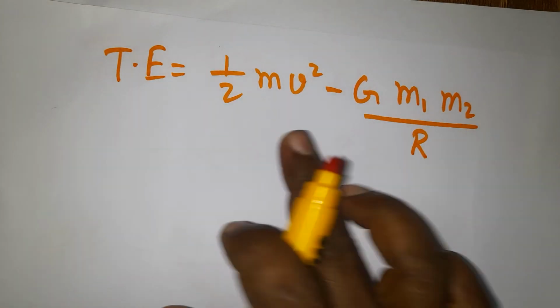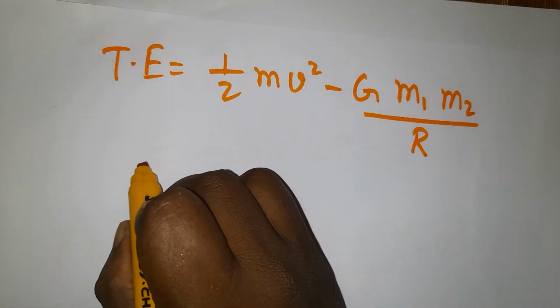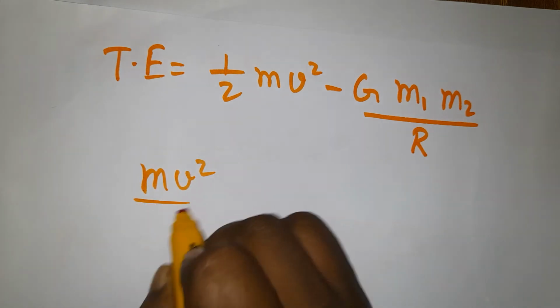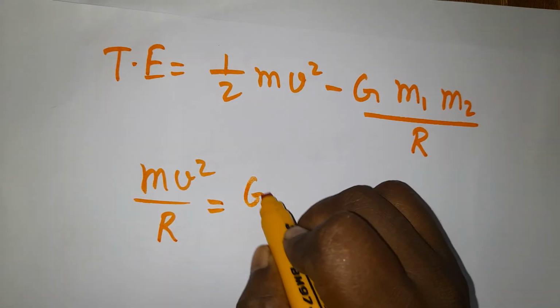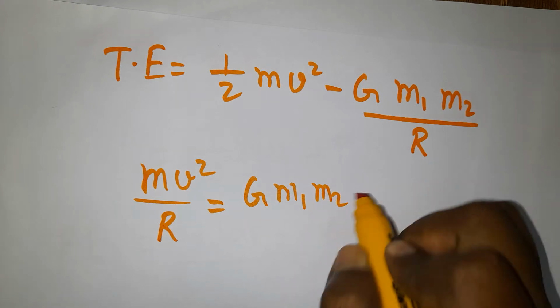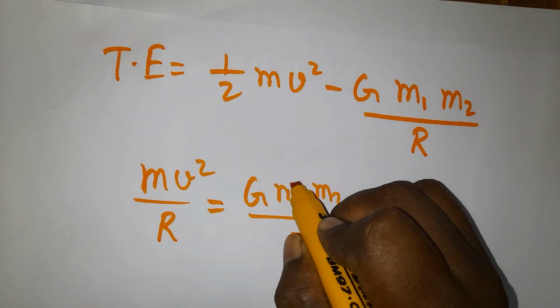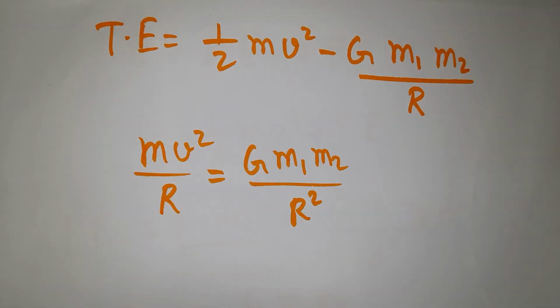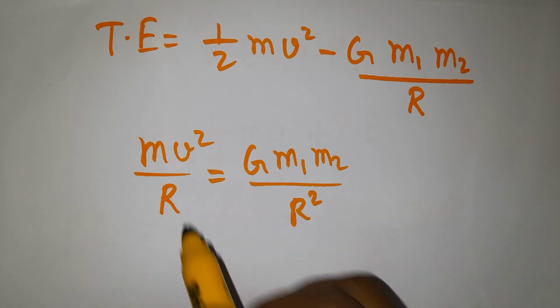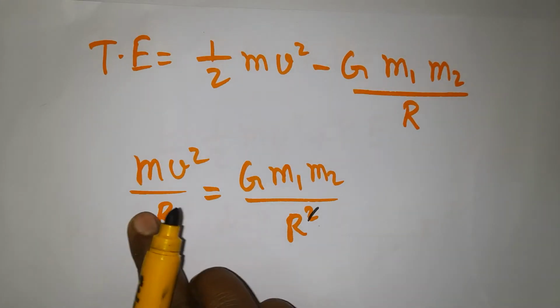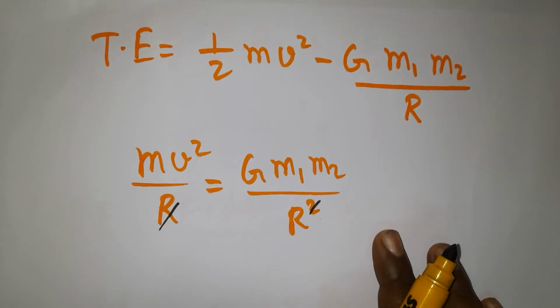Now what is mv square? We have to simplify this. Centripetal force is equal to gravitational force. mv square by r is equal to G m1 m2 divided by r square. So r will get cancelled, and mv square is equal to G m1 m2 divided by r.